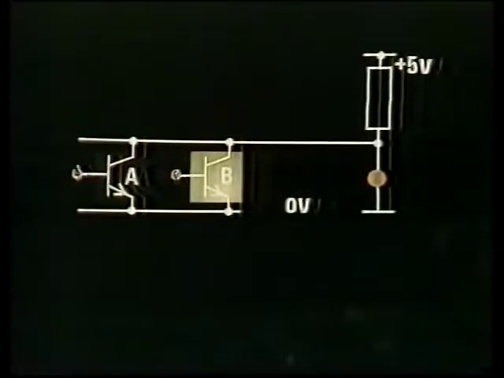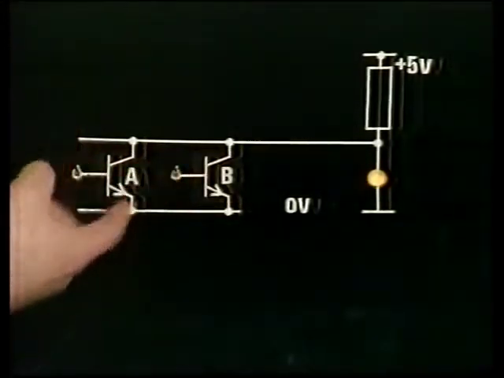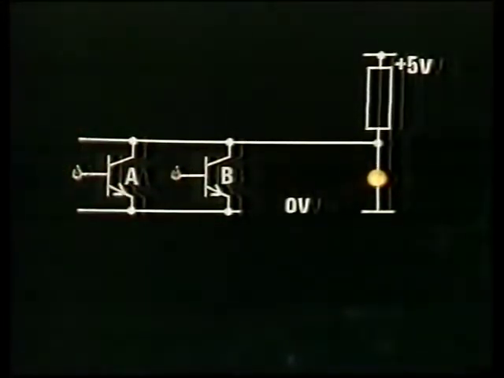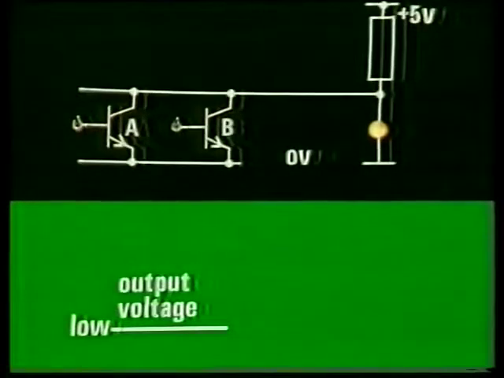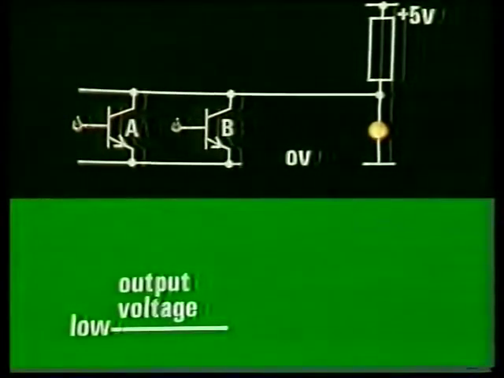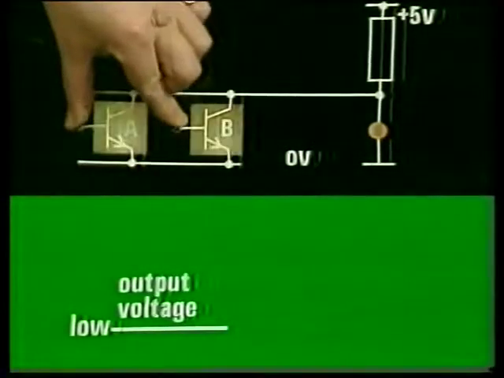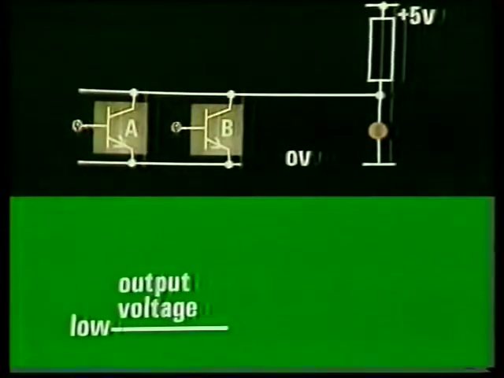Right, the line stays low because B is still holding it down. I have to switch B off as well before the line goes high. Let's look at the timing diagram. With A and B both on, the output line's held low.